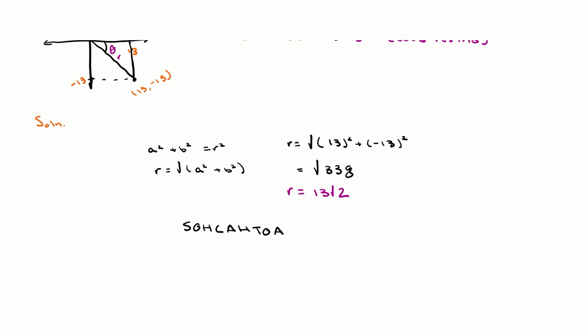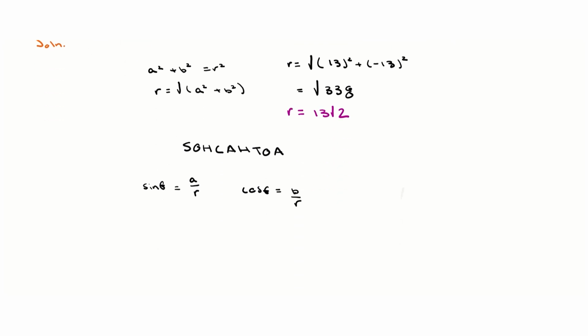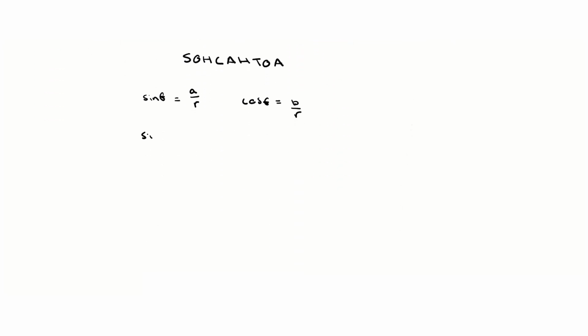For us, that's a over r. Our side a is opposite theta, and r is our hypotenuse here. And cosine of theta is adjacent over hypotenuse. For us, that is our side b over r. And plugging in, we have a sine theta of 13 over 13 square root of 2. And cosine theta equals negative 13 over 13 square root 2.